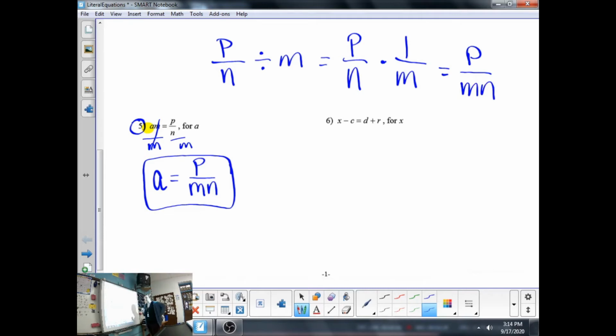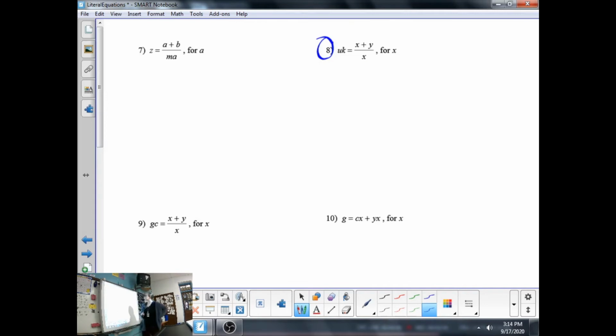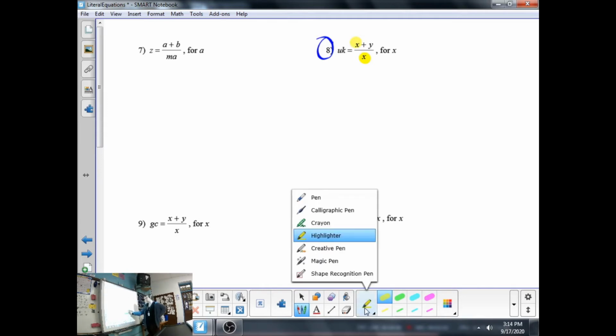So the next question that we're going to go to is number 8. And this one is a little bit different because you actually have the variable that you're solving for twice in the equation. We're solving for x, we have an x in the top and an x in the bottom of our equation.